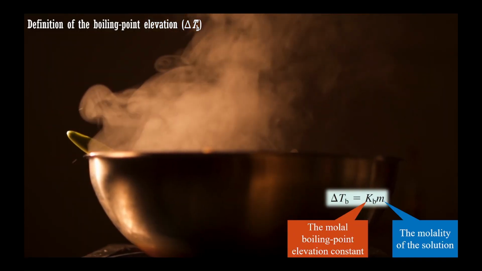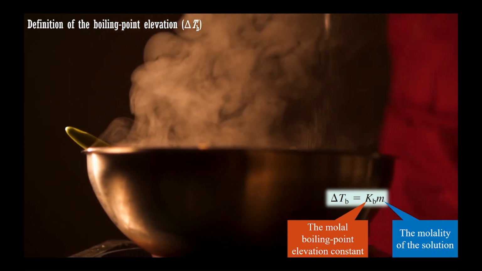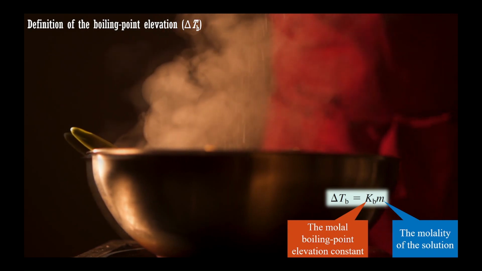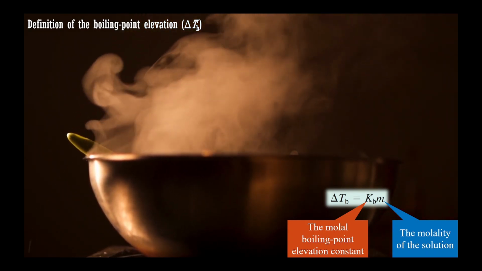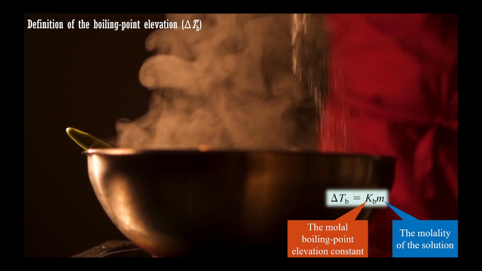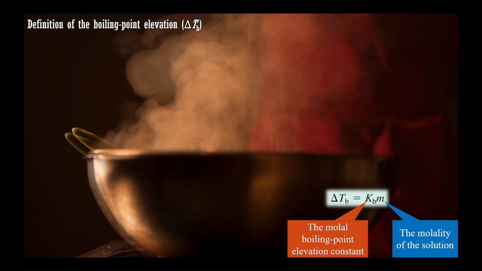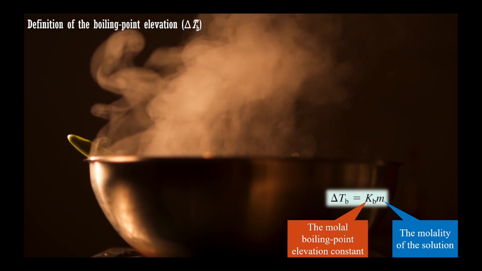The value of the boiling point elevation is proportional to the concentration of the solute in the solution, expressed in molality. This relationship is represented by the equation shown on the right, where m is the molality of the solution and Kb is the molal boiling point elevation constant. Now let's see what happens to the freezing point of solutions.